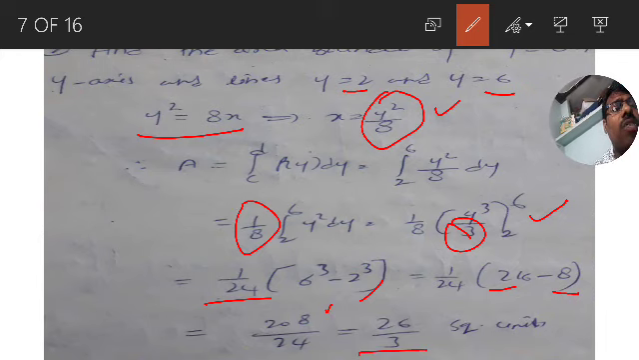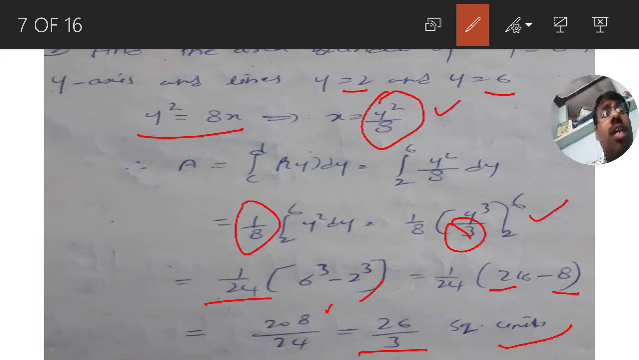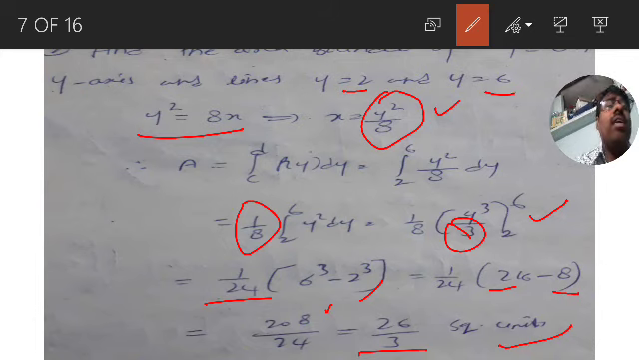So what is my answer? It is 26 by 3 square units. Since we are finding area, that's why you need to write square units. So this is my second problem. Are you able to get it?